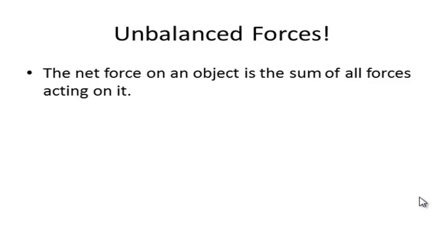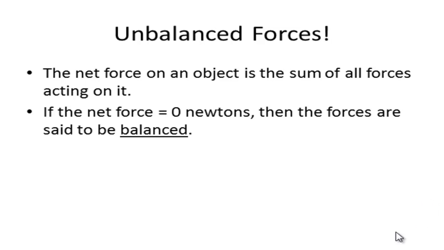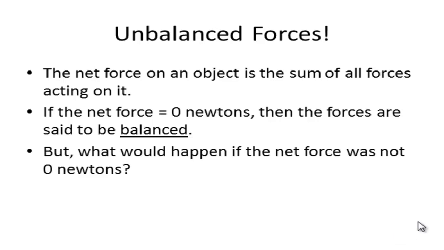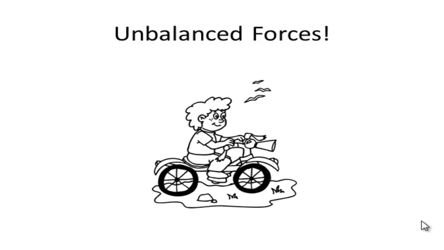We now know that the net force on an object is the sum of all of the forces acting on it. We know that if the net force equals 0 newtons, then the forces are said to be balanced. But what would happen if the net force was not 0 newtons? We'll look at a situation that we looked at in balanced forces, where we have a rider on a bicycle.